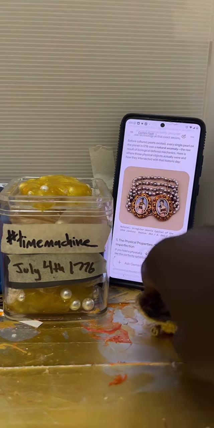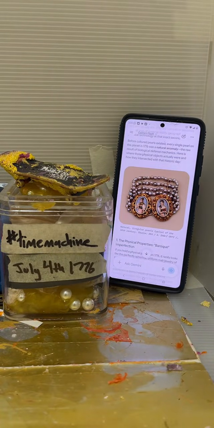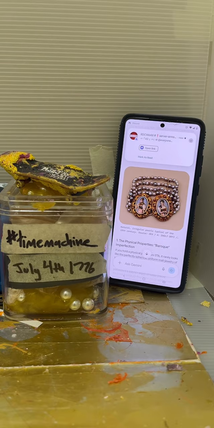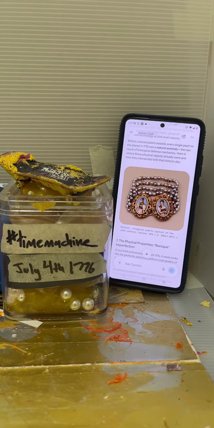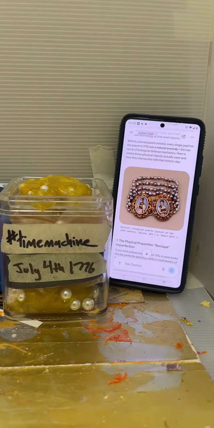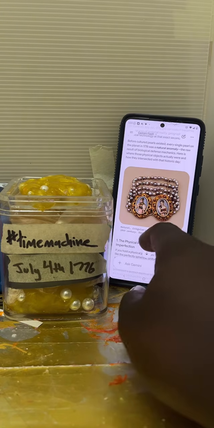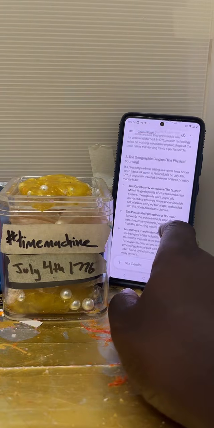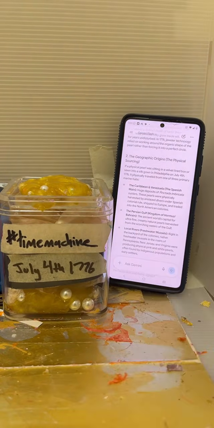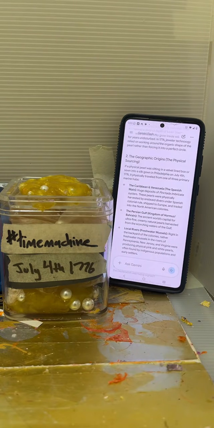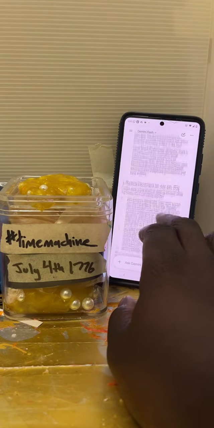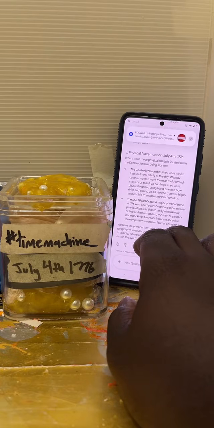Just to see what's gonna happen, I'm gonna throw the hoverboard on there. Just want to see if anything else can. That had nothing to do with anything. Oh man. No, we just time traveled to July 4th, 1776 and discovered how pearls were deeply involved in the culture of the time. Geographic origins: the Caribbean, Venezuela, huge deposits of oysters, Persian Gulf, Kingdom of Hormuz, local rivers, freshwater mussels. Physical placements. Oh, we already read that. That's crazy.